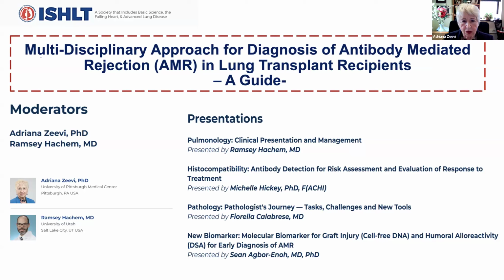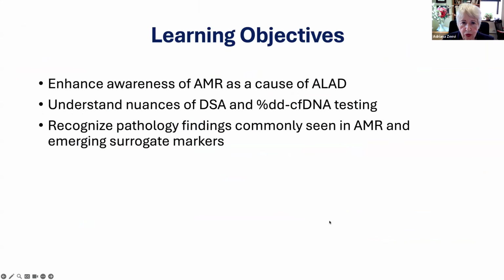In the next slide, we summarize what we hope will be the learning objectives for this presentation. First of all, to enhance the awareness of antibody-mediated rejection as a cause of active lung allograft dysfunction. To understand the nuances of donor-specific antibody and of the percent of donor-derived cell-free DNA testing and how we can implement them in our diagnosis. And then recognize pathology findings commonly seen in AMR and emerging surrogate markers.